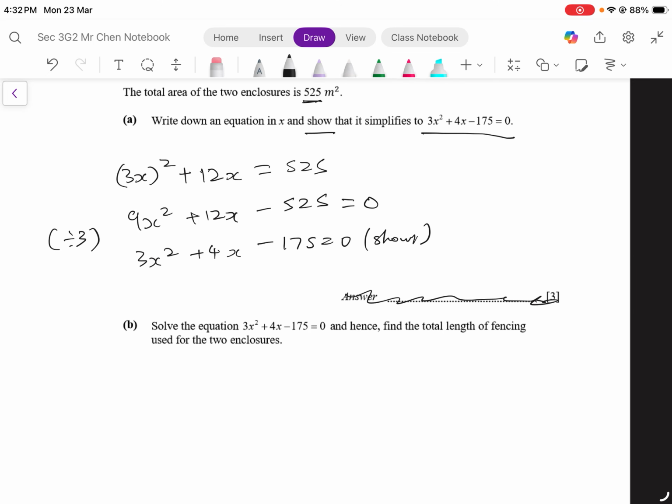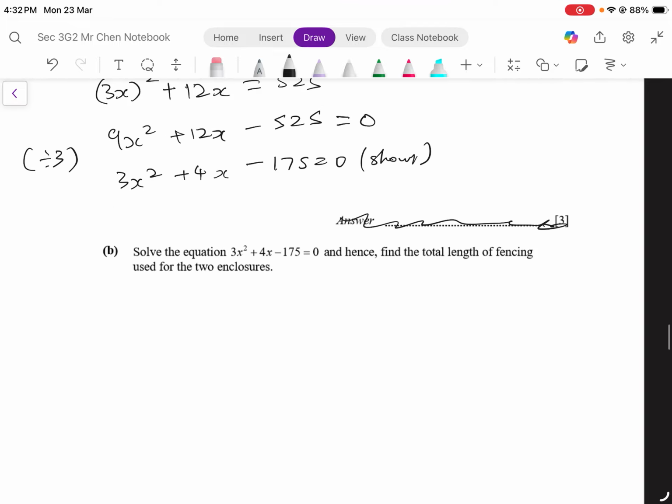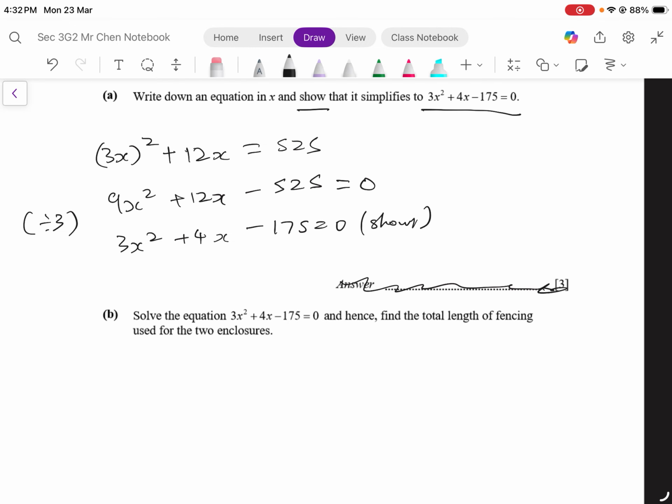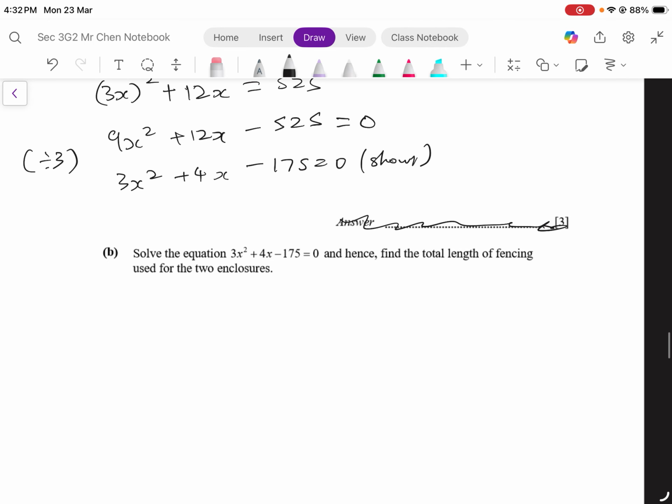Then they ask you to solve. Quite easy to get 3 marks. Solve the equation and hence find the total. Now they don't care what method you use, right? So just use the quadratic formula. So from here, a equals 3, b equals 4, c equals minus 175.